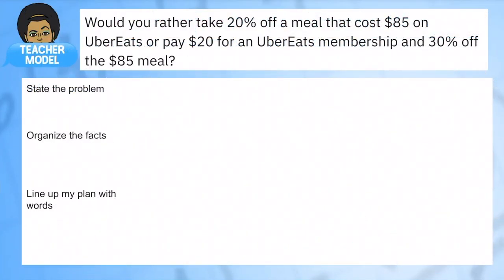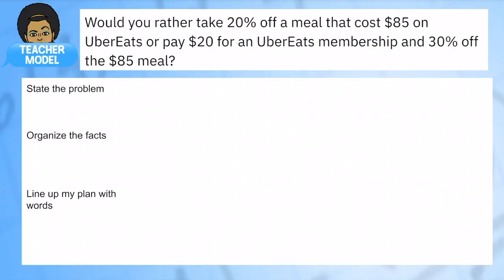So a lot of us use Uber Eats. I do too, and they now have a subscription service, and a lot of us are asking, do we actually save money? So let's look at this situation. Would you rather take 20% off a meal that costs $85 on Uber Eats, or pay $20 every single month for an Uber Eats membership and 30% off of that $85 meal?